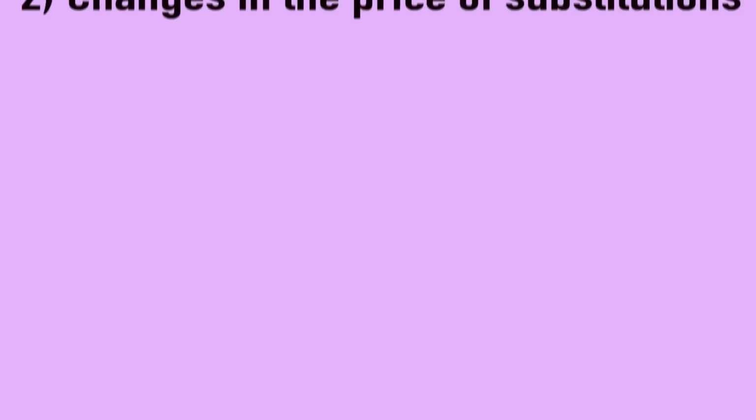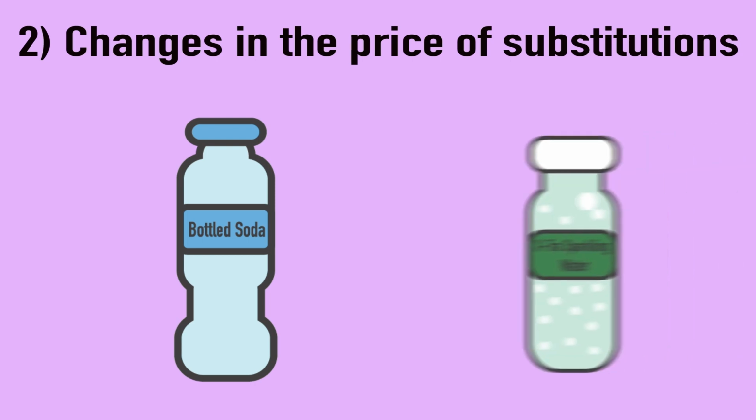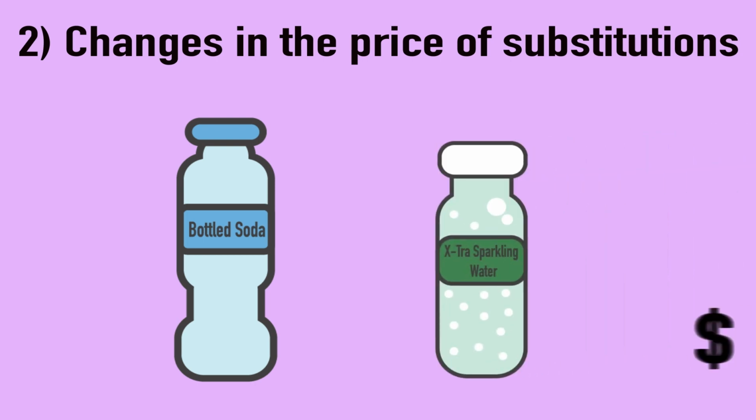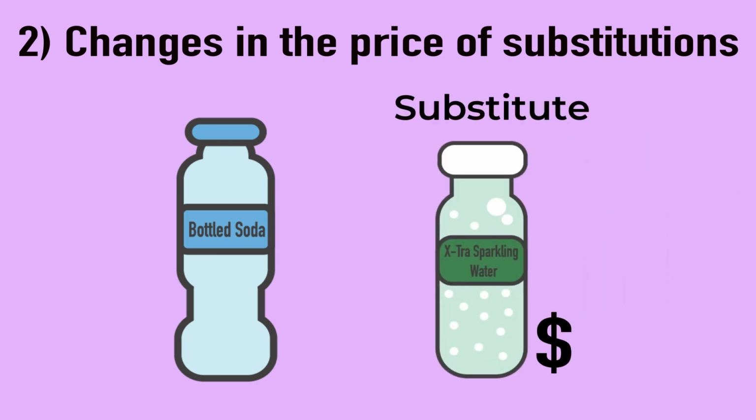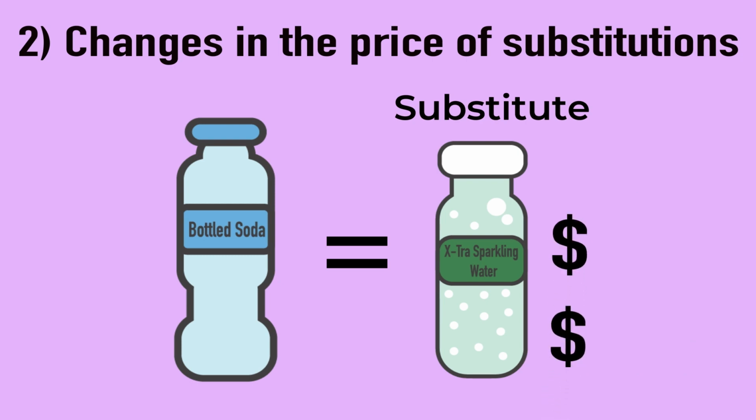Number 2, changes in the price of substitute goods. Let's say soda is really popular in your town store. There's also sparkling water that is better, but more expensive. It's a substitute. Let's say the price of sparkling water drops to be the same as soda. Well, now more people are buying sparkling water, decreasing the demand for soda. The opposite is true if the price of sparkling water increases. More people will buy soda and increase its demand.